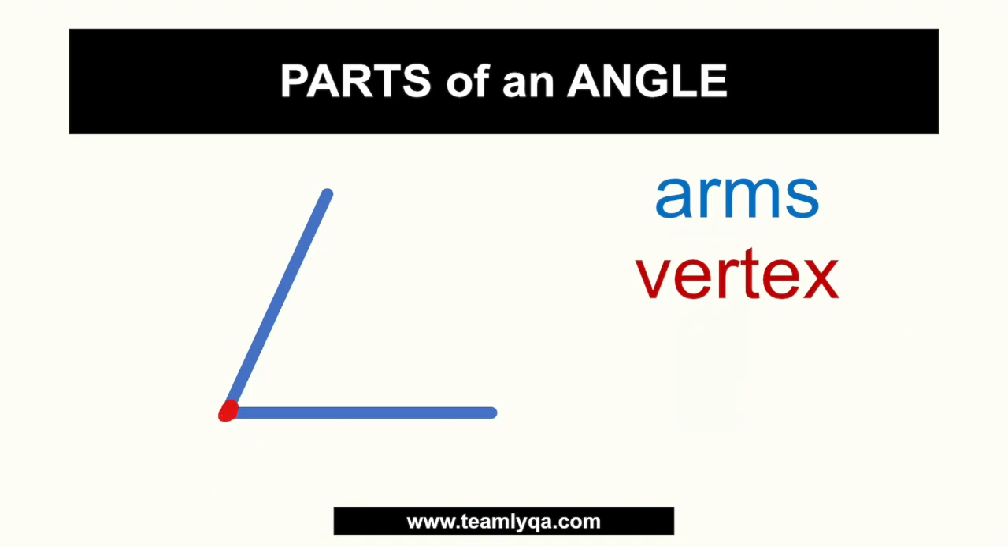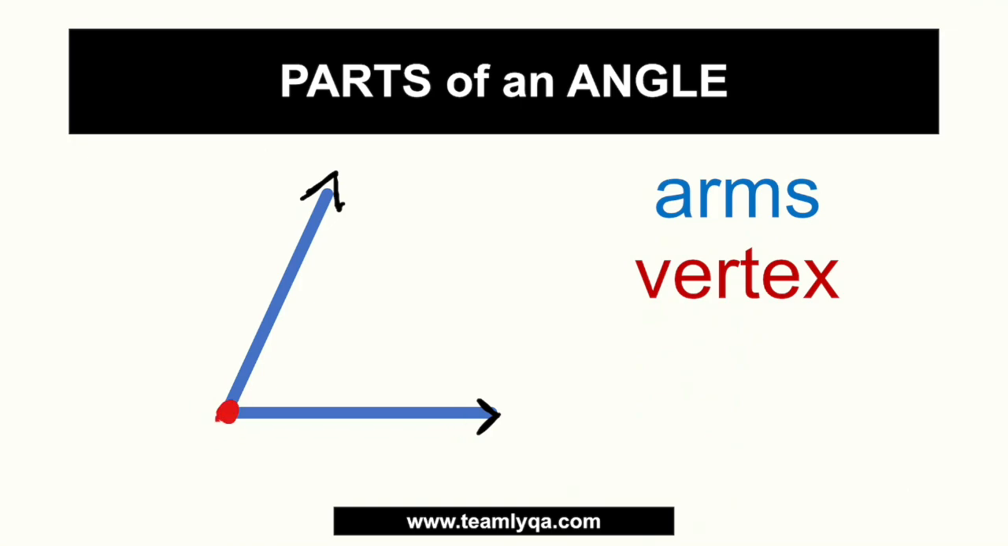Kapag meron kang isang point na ganito, okay, ang ray kasi is, di ba, from one point there to isang continuous na direction right there, that is a ray. This is also a ray. Okay? So, yun yung ibig sabihin na siya ay formed by two rays na nag-intersect sa isang vertex or nag-originate sa isang point na tinatawag nating vertex.